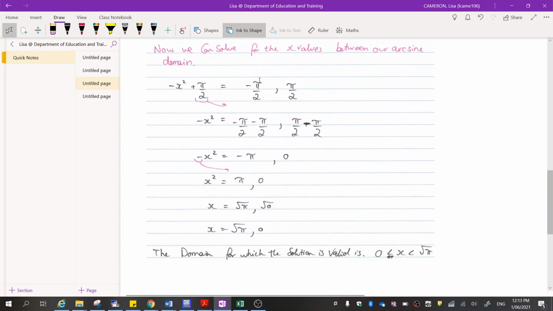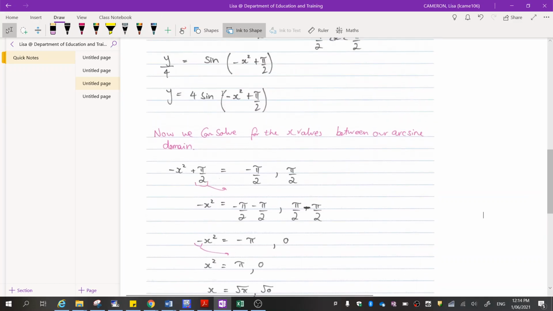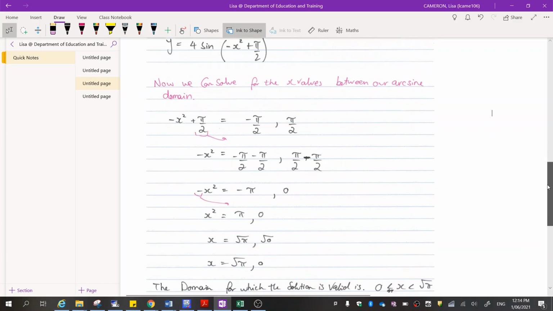Okay, so to find the x values between our arcsine domain, I'm now going to put the possible domain for the arcsine function on this side, and I'm going to solve for the bracket inside. So this is the bracket inside that I'm talking about. These arcsine values are just over here. So the first one that I'm going to move across is this pi on 2. It comes across by subtracting, meaning that I'm left with negative pi and 0. Then I'm going to take the negative across, which will leave me with pi and 0.